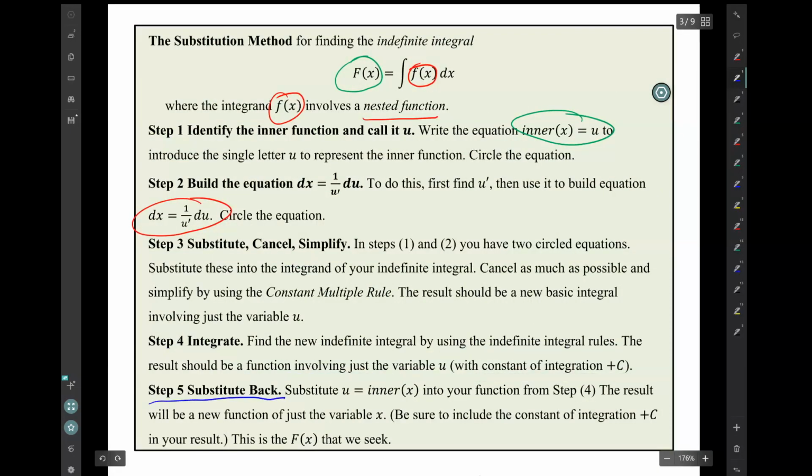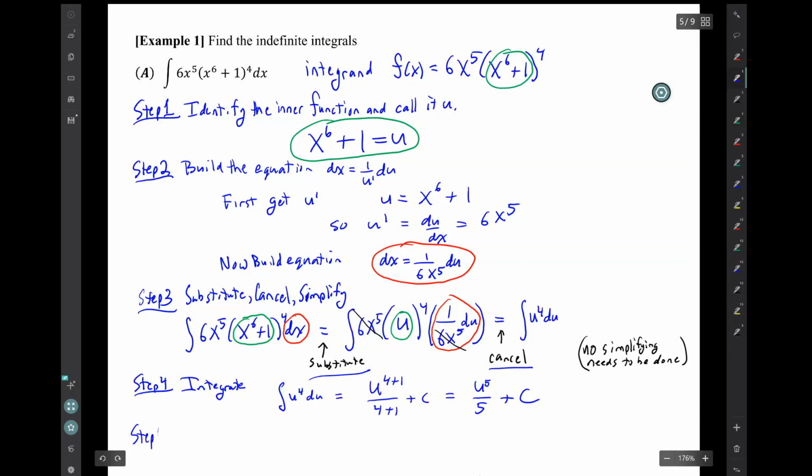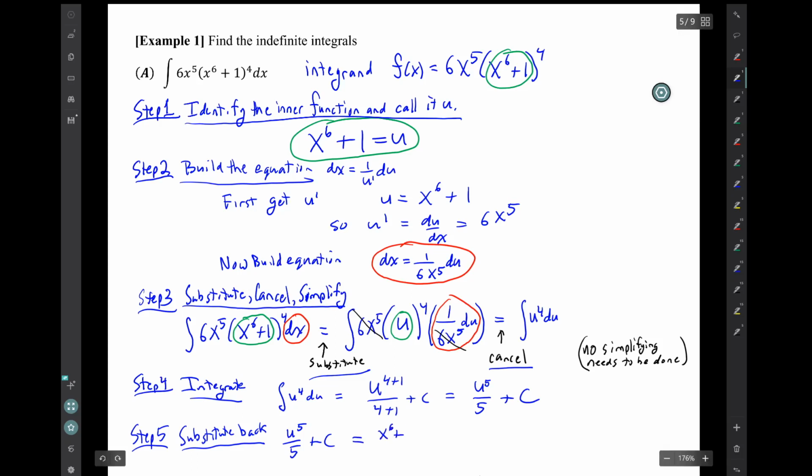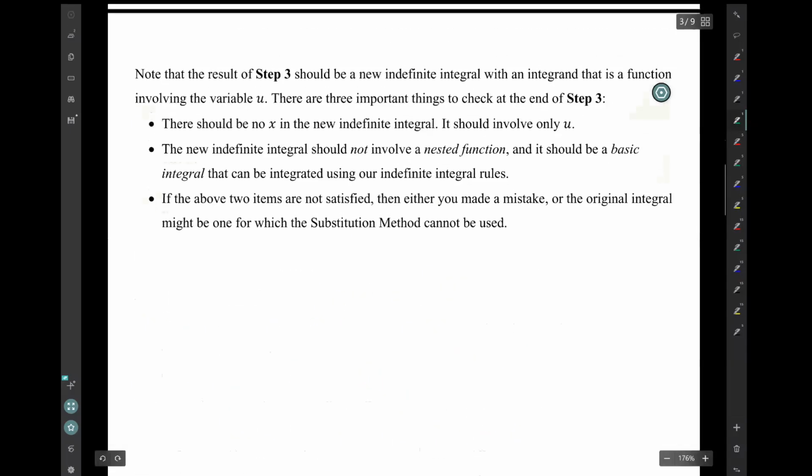Step 5 says substitute back. That is, substitute u equals inner of x into the function from step 4. That's this same green circled equation. So there you can see the substitution, substituting back using this same green circled equation. Let's go back up and see what the instructions say about what we're supposed to do here.